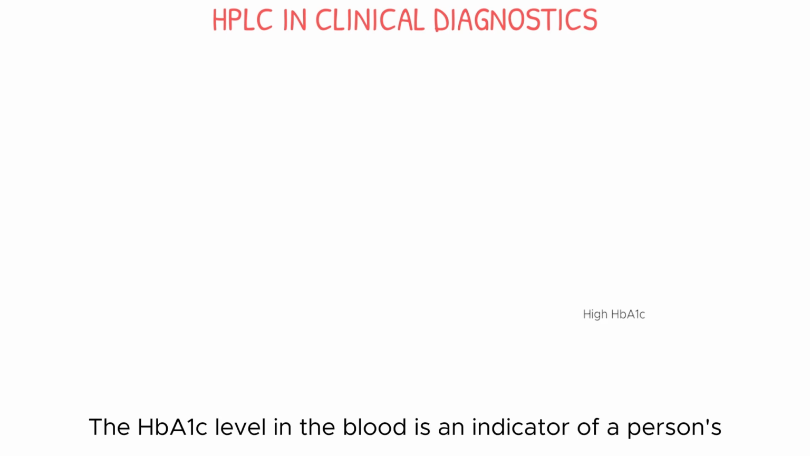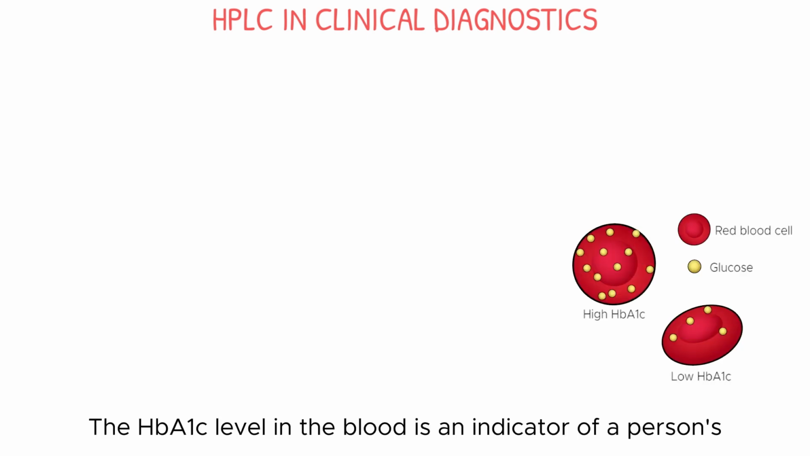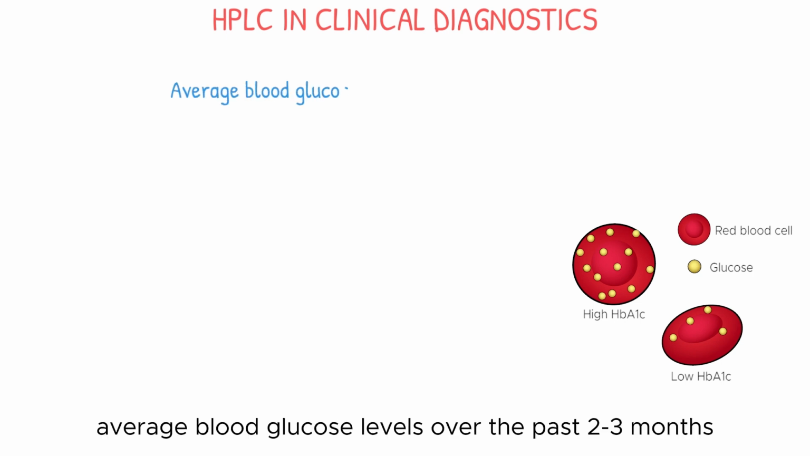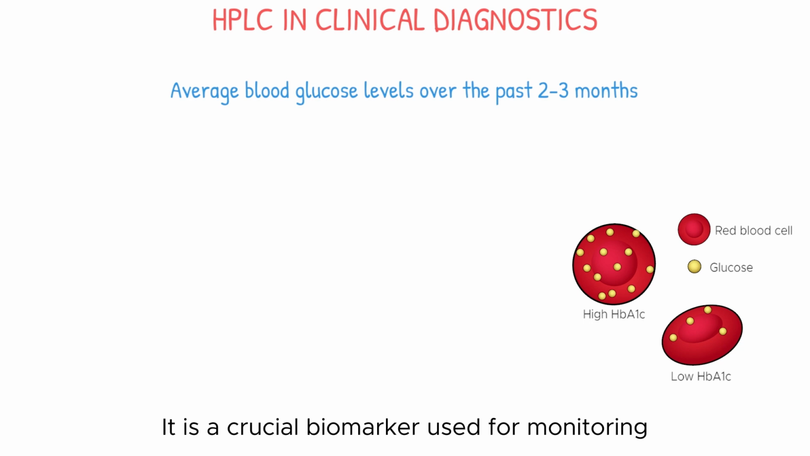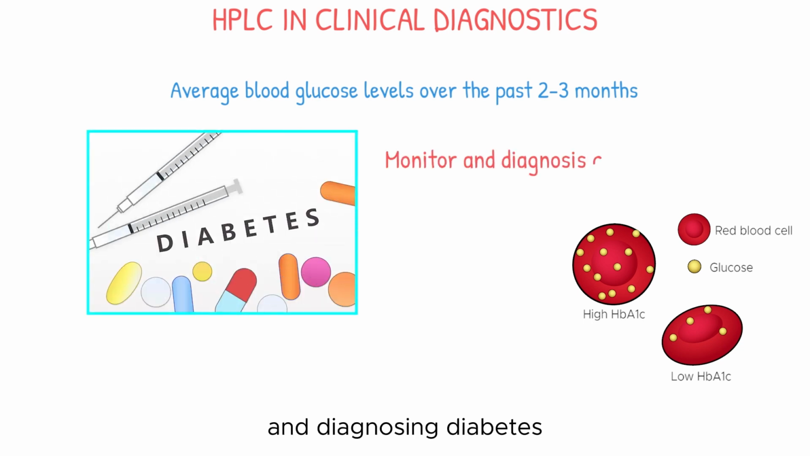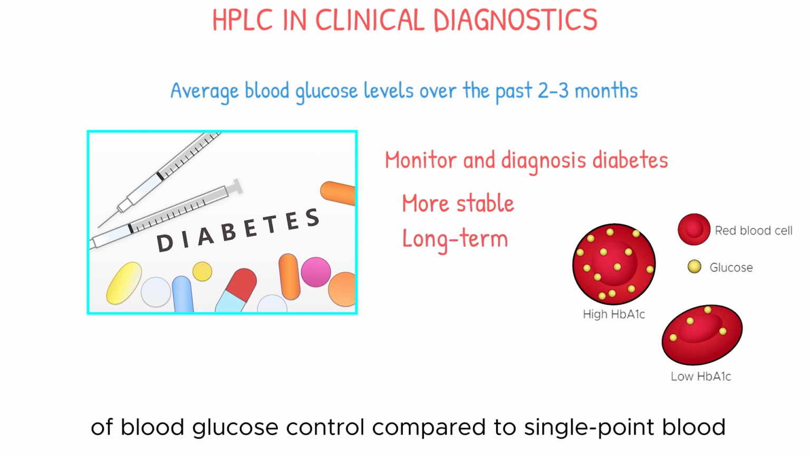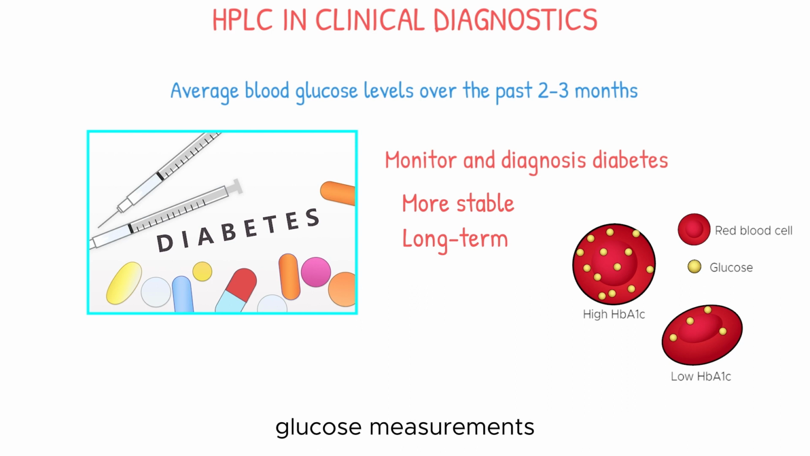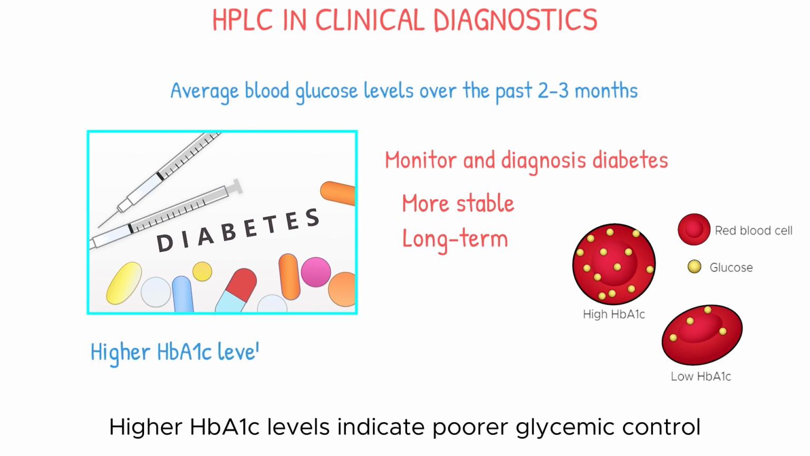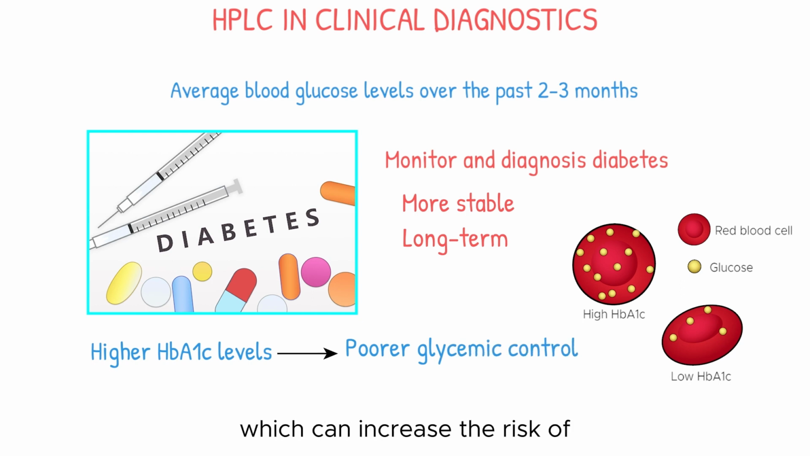This glycation is a direct result of persistent elevated blood glucose levels. The HbA1c level in the blood is an indicator of a person's average blood glucose levels over the past 2 to 3 months. It is a crucial biomarker used for monitoring and diagnosing diabetes, as it provides a more stable and long-term measure of blood glucose control compared to single-point blood glucose measurements. Higher HbA1c levels indicate poorer glycemic control, which can increase the risk of diabetes-related complications.